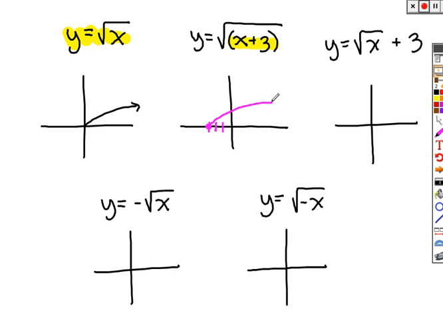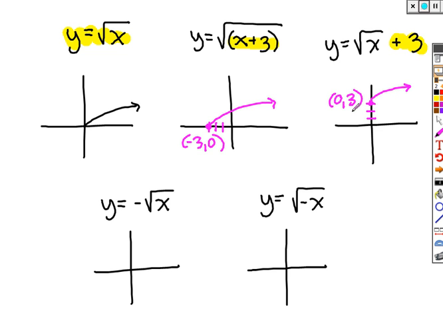If I plug in -3, now I'm going to get out 0. If I add 3 and it's outside of the radical, so it's not attached to the x term under the square root, then if I plug in 0, I get out +3, so that's going to move everything 3 up.